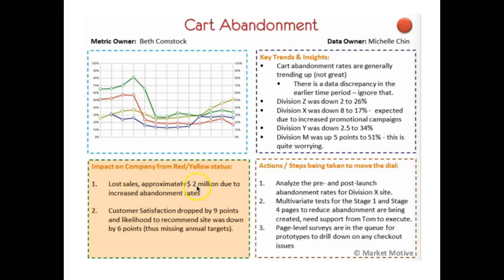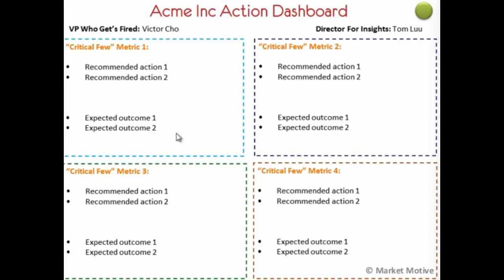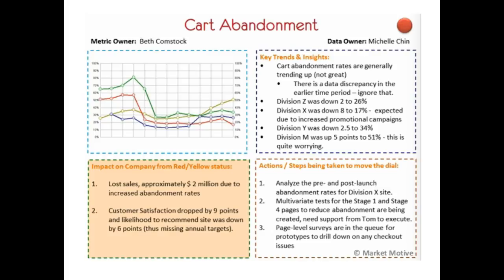So lost sales approximately 2 million due to increased abandonment rates. Tied to the bottom line. What does that bottom line mean? When they have a dip, what does that mean for the business? Customer satisfaction dropped by 9 points and likelihood to recommend was down by 6 points, so we missed the annual target. This is kind of the so what. So what's the impact of all of this change?